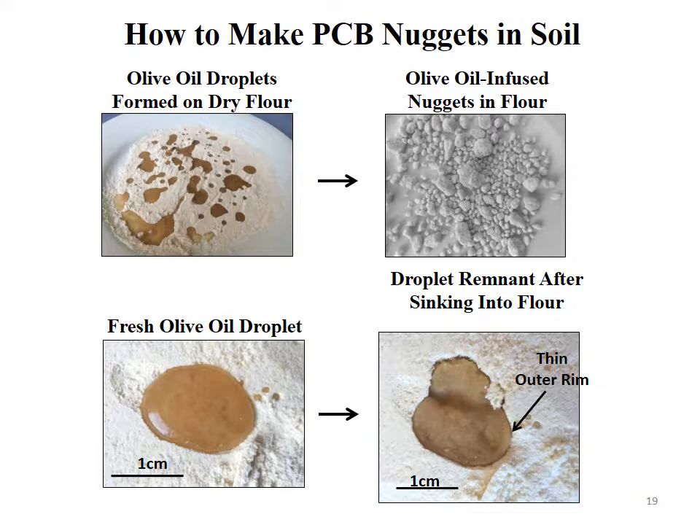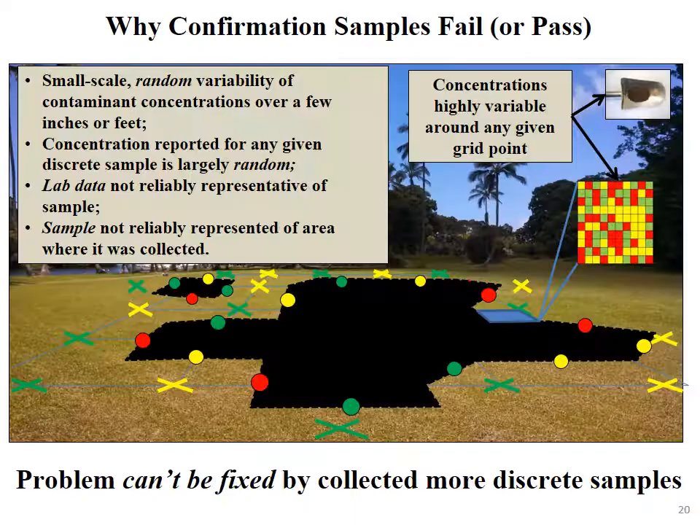Now take your flour and sieve it, and you see all these little nuggets of olive oil infused flour. So think about this, if you're testing this flour for olive oil, if you happen to get one of these nuggets, you're going to get a high concentration of olive oil. If this little aliquot you test doesn't happen to have one of these nuggets, then you'll get no olive oil or very little. So we see the same thing in soil. So this is why confirmation samples fail or pass.